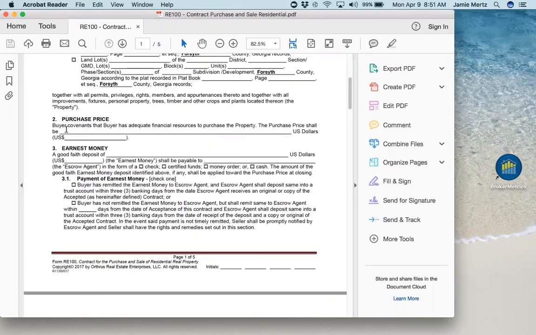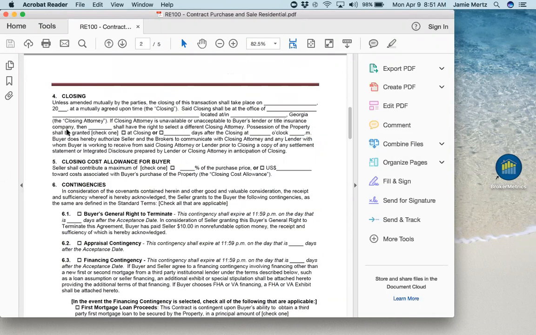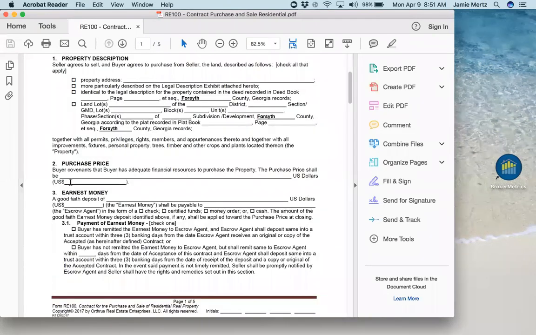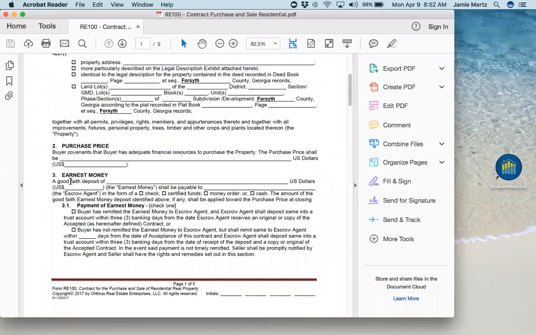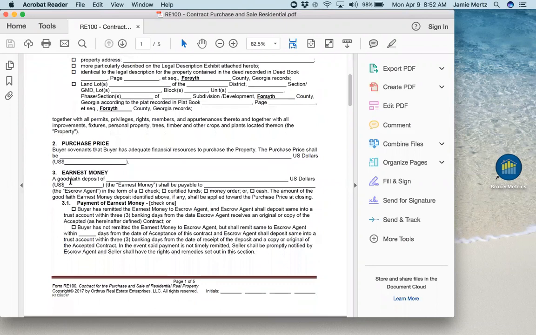When you proceed down to paragraph 2, purchase price, you will see that it asks you to spell out the purchase price of the property. This is the price you're offering to purchase the property for. So if you're offering $150,000, you're going to write out $150,000, and then you're going to put the numeric value $150,000.